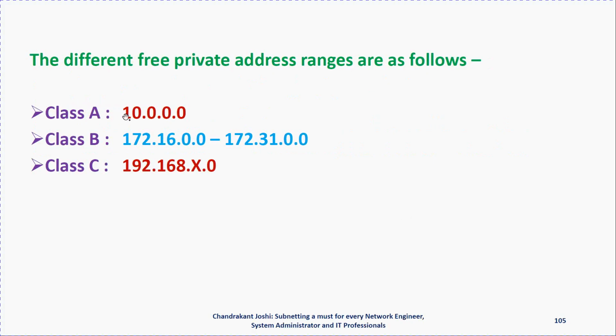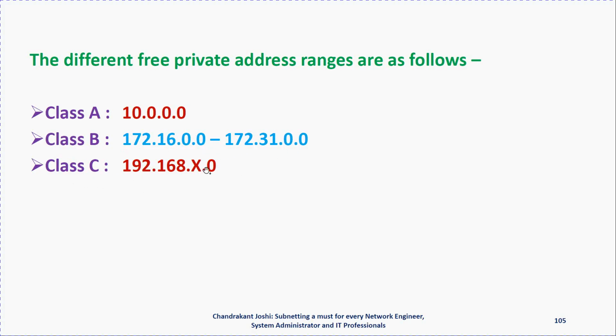For class A, we have the 10 series as the private address. For class B, 172.16.0.0 through 172.31.0.0. So this is 8 bits and this is 4 bits, 16 through 32, let us say, because one after 31 will be 32. So these are the 4 bits. So 8 plus 4, 12. These 12 bits have been given for the class B private IPv4 address range.